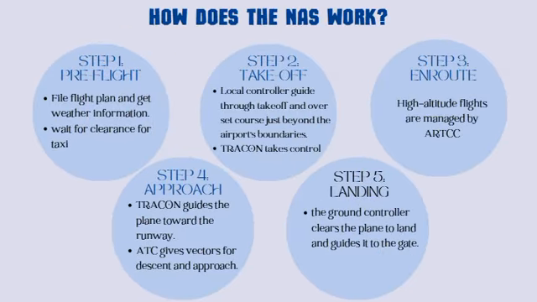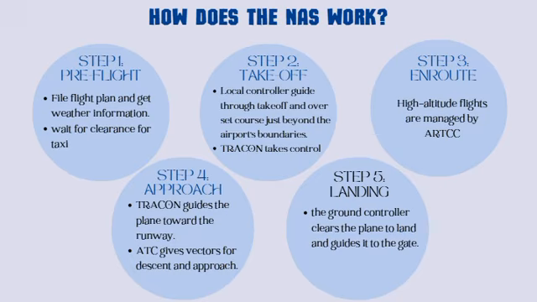Now let's see how the NAS works. Step 1, pre-flight. Pilots file a flight plan with the air traffic controller, get weather information, and wait for clearance to taxi. The plane won't taxi until a ground controller, that is the one keeping track of all the airplanes over the airport, says it's okay to taxi. That controller will direct the plane along taxiways to the runway where the local controller takes over.